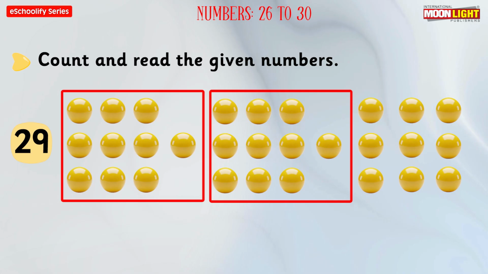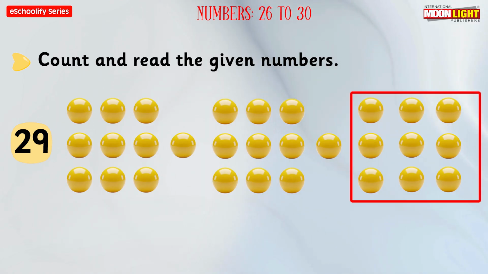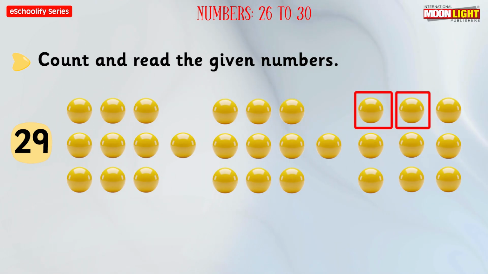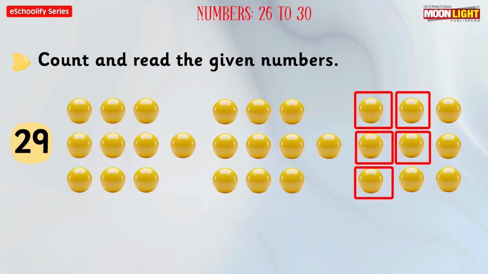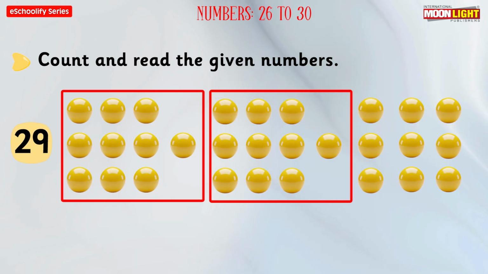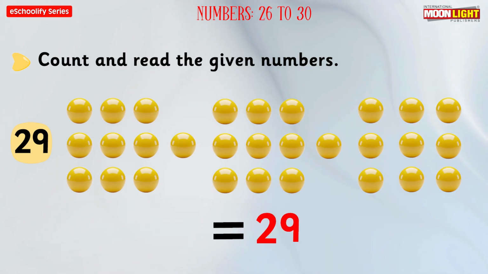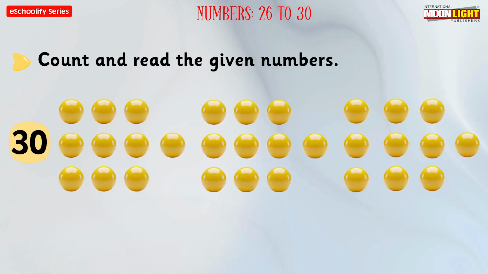The next number is 29. 10 and 10 make 20. How many tens are there in this number? 2 tens. How many ones are there in this number? 9 ones. How? 1, 2, 3, 4, 5, 6, 7, 8, 9. 10 and 10 make 20 and 9 ones. 29.